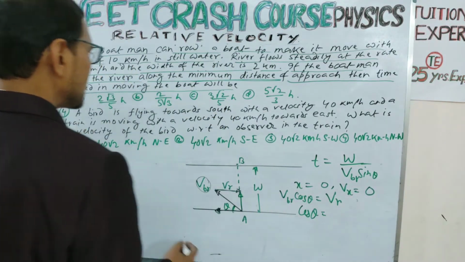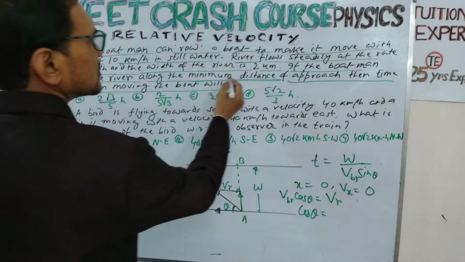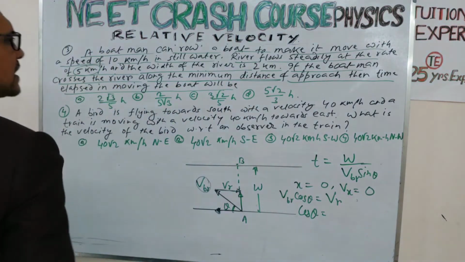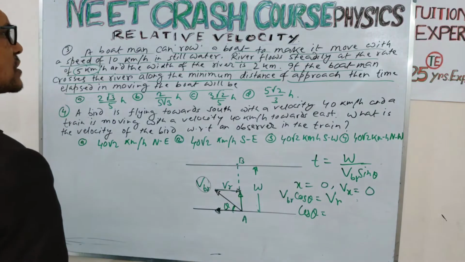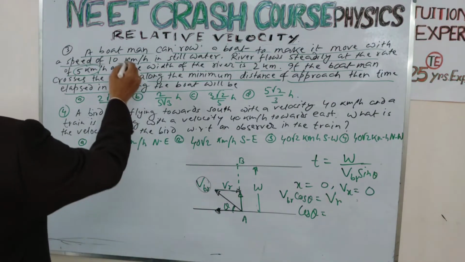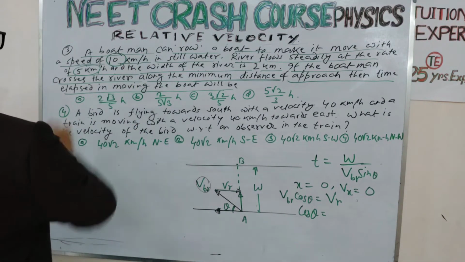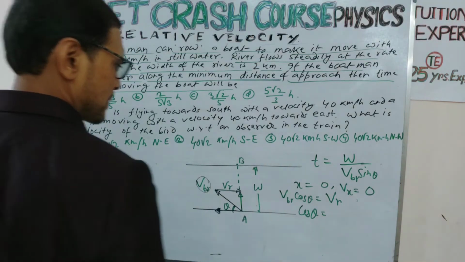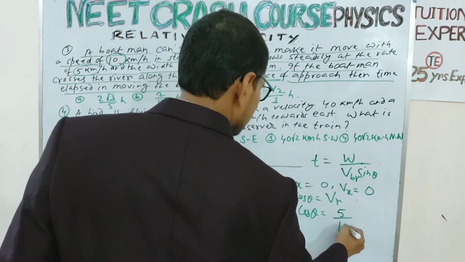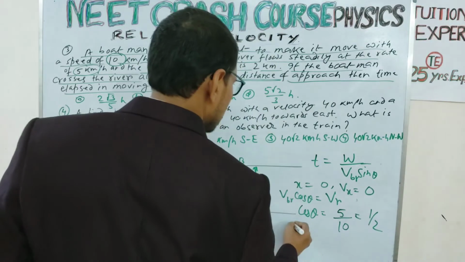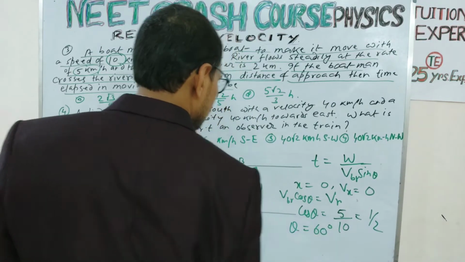So from this we get cos theta equals VR by VBR. What is VR? VR is the velocity of the river, this is 5, and VBR means the velocity of the boat with respect to the river, that is the velocity of the boatman, 10. So 5 by 10, that is half. That is theta equals 60 degree.